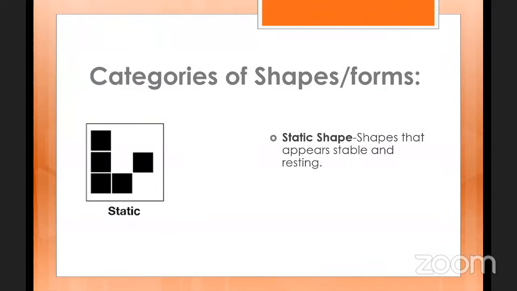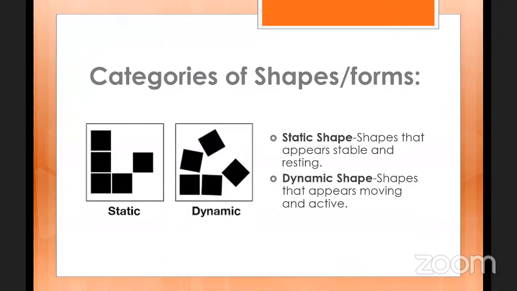Then another category which we can think of is static shapes, that appear very stable and resting. And we have dynamic shapes, which appear moving and active. Again, a kind of emotion, a state of mind. Static shapes may be peaceful, dynamic shapes may be restless. So it's up to you, the designer, to put it to use.